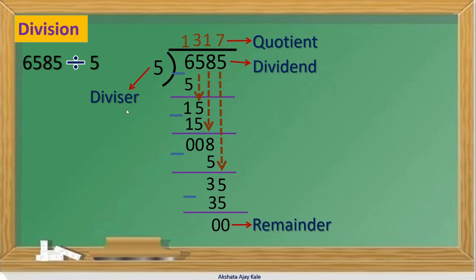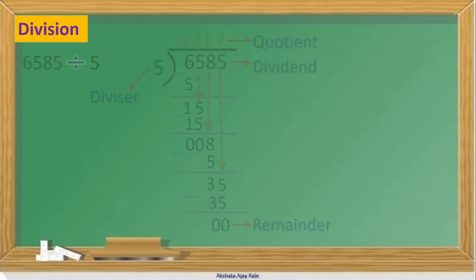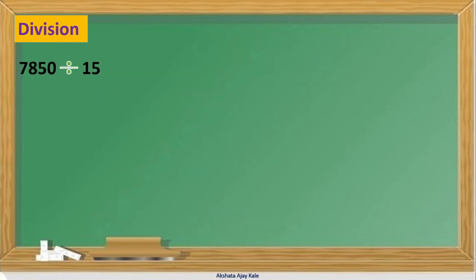Okay? Got this, children? Did you follow the steps? Yes? 2 more we will try. 7,850 divided by 15 means it is a 2-digit number. We are going to divide a 4-digit number by a 2-digit number. You know this, how to write, right? We will move to the sum.